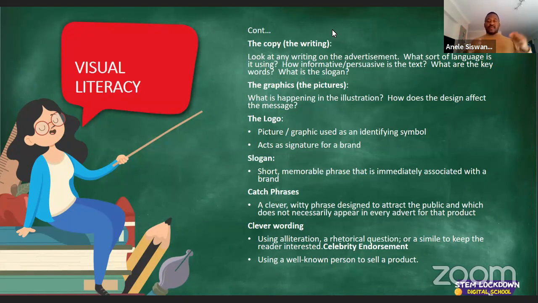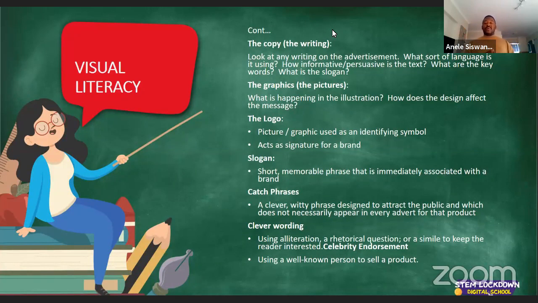A slogan, that is a short, memorable phrase that is immediately associated with the brand, right? Then there are catchphrases, a clever, witty phrase designed to attract the public and which does not necessarily appear in every advert for that product. So every ad, it could be on TV, it could be on radio, it could be something that you're reading. There's always that catchy phrase that is aligned with that particular brand. So clever use of wording, using alliteration, a rhetorical question, or a simile to keep the reader interested.